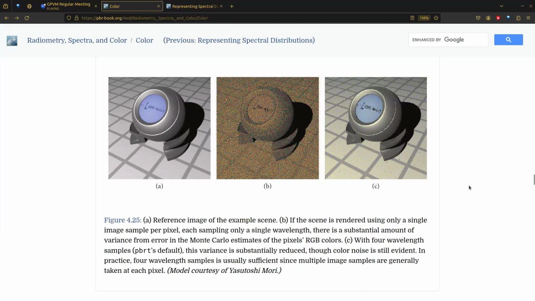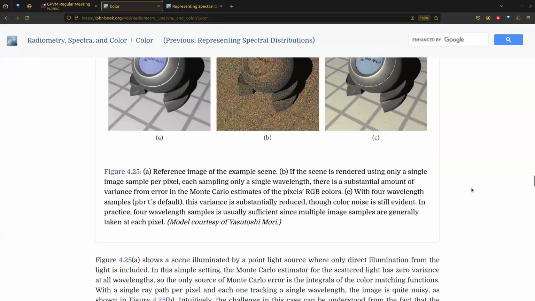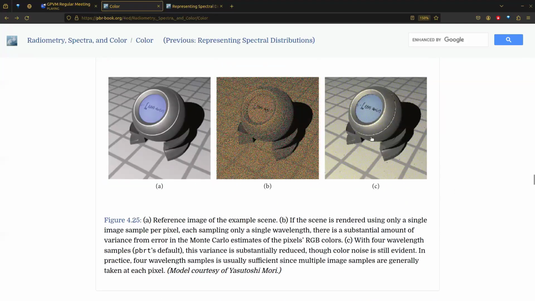So RGB is like having 3 samples kind of. Yes, that's the way I think of it, but probably wrong. 4 wavelength samples are usually sufficient since multiple image samples are generally taken for each pixel, so it can resolve. They're looking at estimating this with a single sample per wavelength.